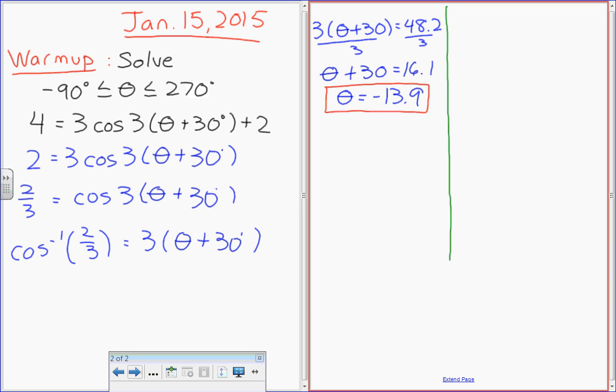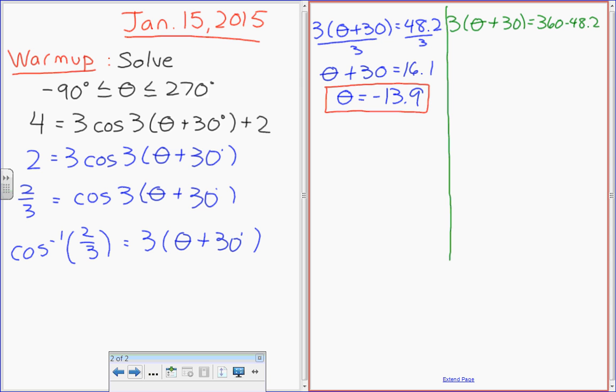What you're going to do is 360 minus 48.2, to get this top angle up here, because as soon as you do cos inverse, that's where you split apart the equation. That's where I drew the line. As soon as you do sine inverse, cos inverse, or tan inverse, that's where the equation splits. So I do it over here: 3 theta plus 30 equals 360 minus 48.2.